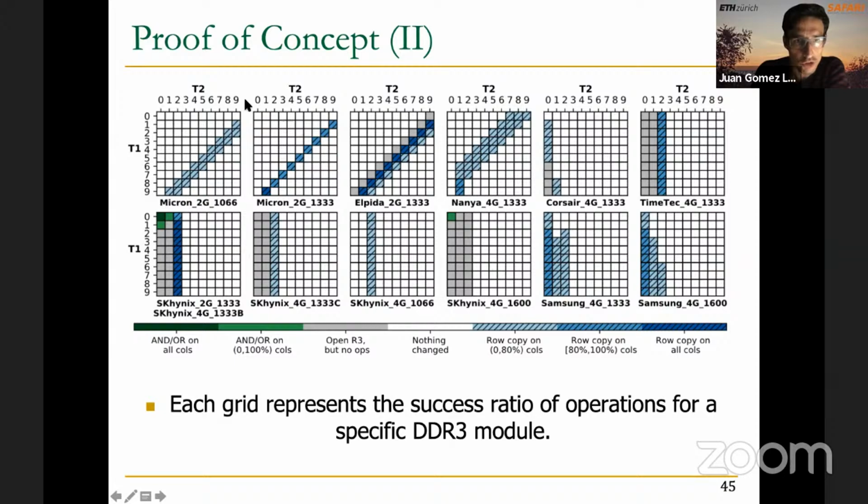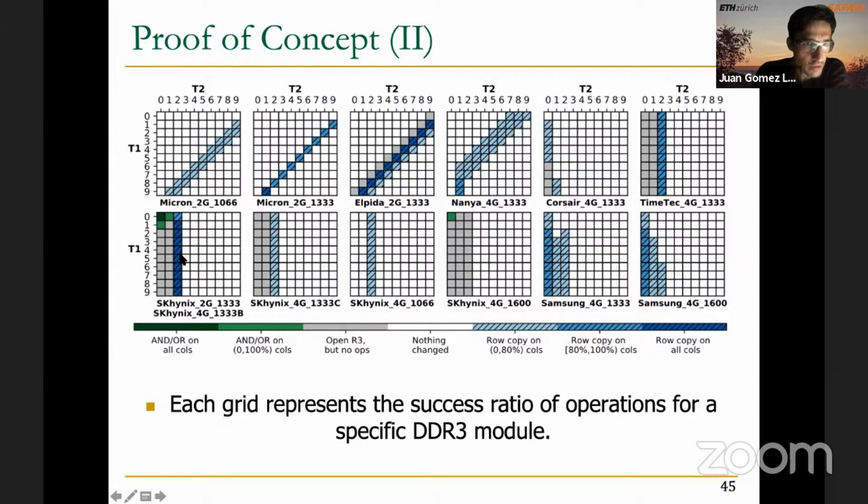And these are the results for different chips. Each of these squares here represents different chips from different vendors, as you can see. The X and Y axes represent the possible timing parameters for T1 and T2 in number of cycles. As you can imagine, this doesn't work well in all cases, or not perfectly well in all cases, but there are several chips where all row copy operations are done okay, 100% success, no errors.